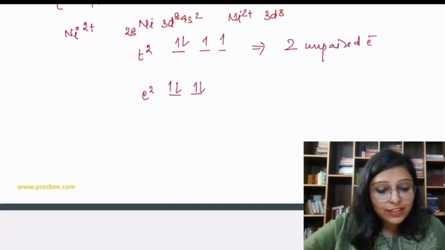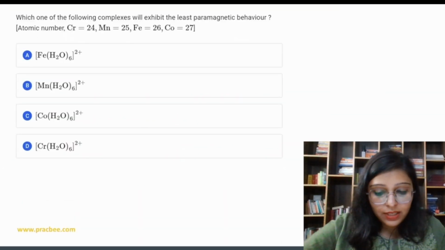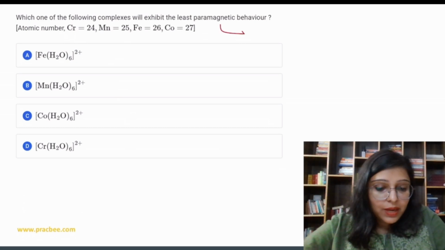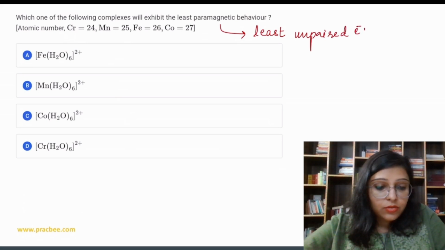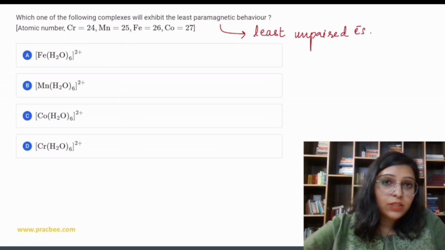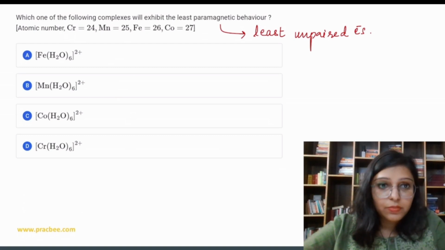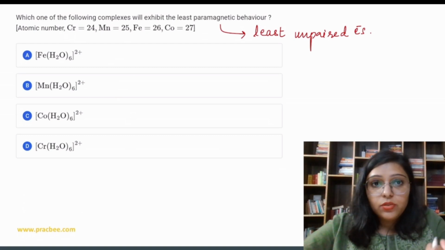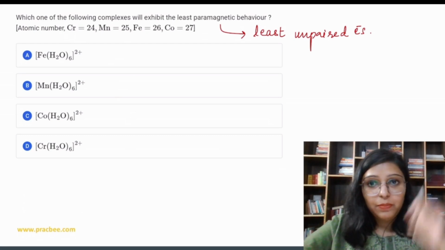Okay. Now let's discuss the next question. Which one of the following complexes will exhibit the least paramagnetic behavior? Least paramagnetic behavior means least unpaired electrons. And what is paramagnetic? Weakly attracted towards magnetic field. So we have to find the least number of unpaired electrons.